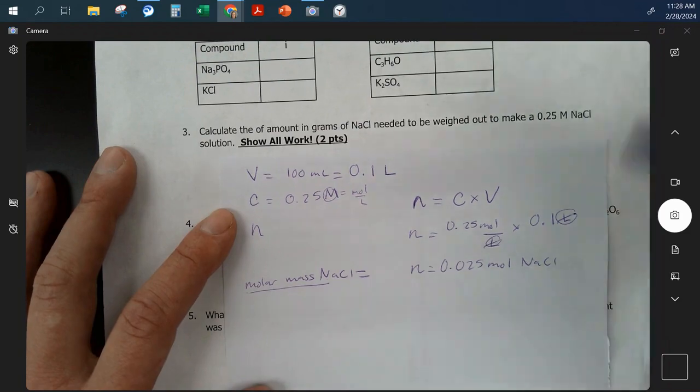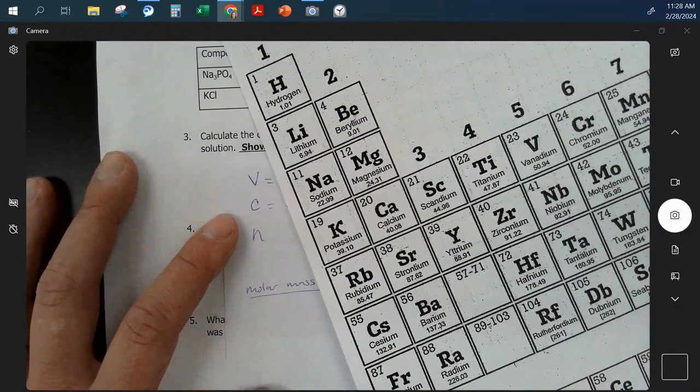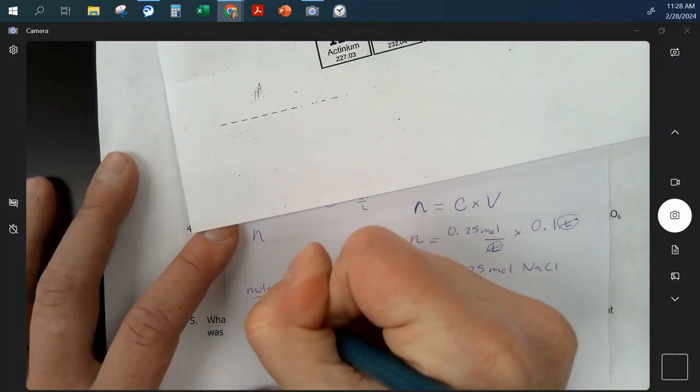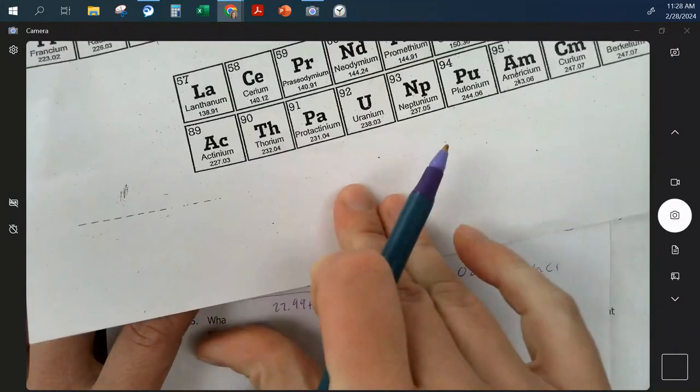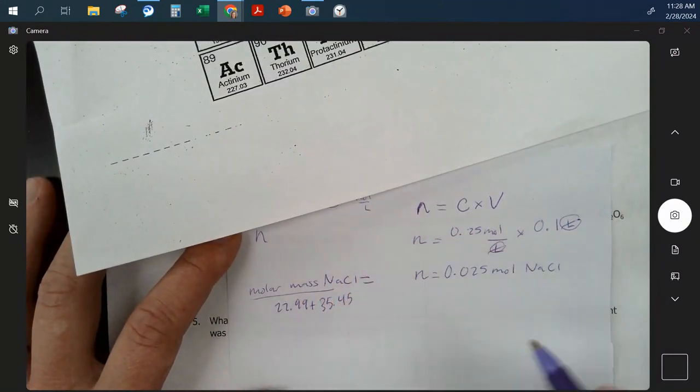So I can't see that far. And use this periodic table. My periodic table says sodium is 22.99 and chlorine is 35.45.